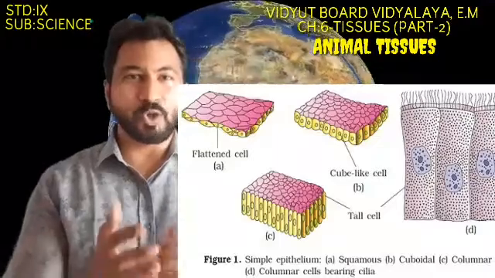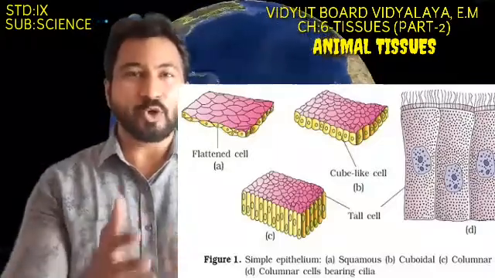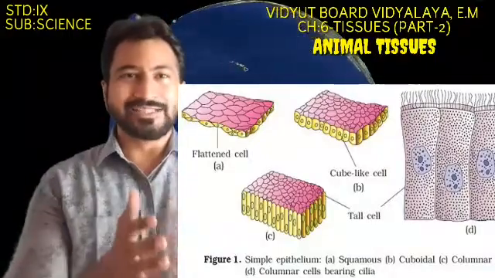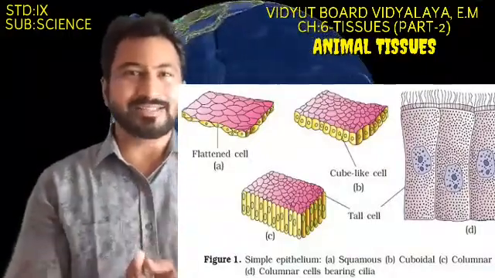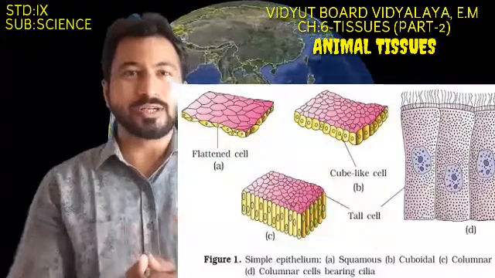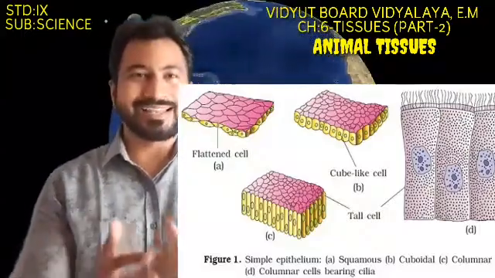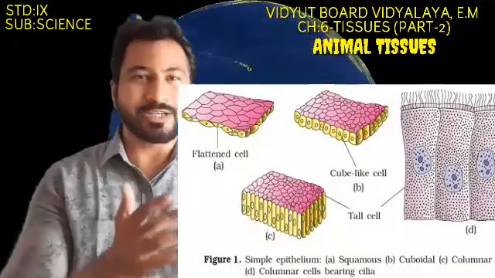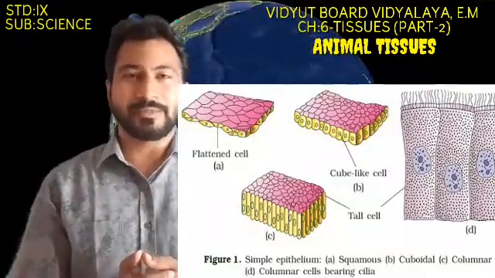From the name itself, columnar, so they are column-like cells. So they are tall pillar-like cells. The nucleus is not present exactly at the center, but slightly towards the lower region. And like the squamous epithelium, here also the cells are resting on the basement membrane.